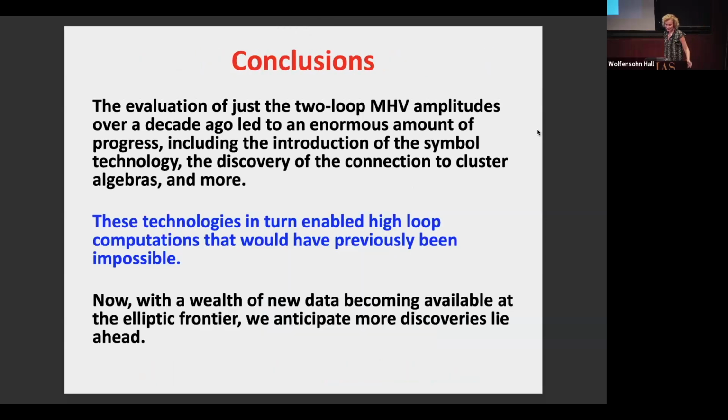And this is the very last slide. The evaluation of just 2 loop MHV amplitudes over a decade has led to a lot of progress, including the introduction of symbol technology and the discovery of connection to cluster algebras. This technology enabled high loop computations that would have been previously impossible. And I think with a wealth of new data that's becoming available, in particular in this elliptic frontier, there's hopefully a lot more to learn. And I will stop here.